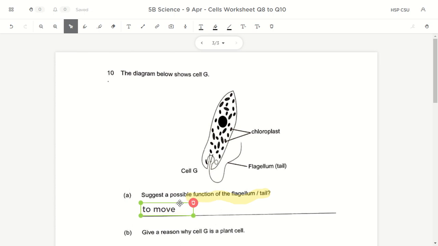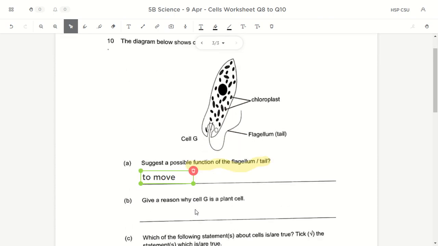Look at a monkey, it uses its tail for balance. Then if you look at things like a sperm, it has a tail. The tail of a sperm is to make sure that it is able to move. So tail is usually for movement. You can write for movement, to travel, to move. So tail, the function is to move. Next, give a reason why G is a plant cell.